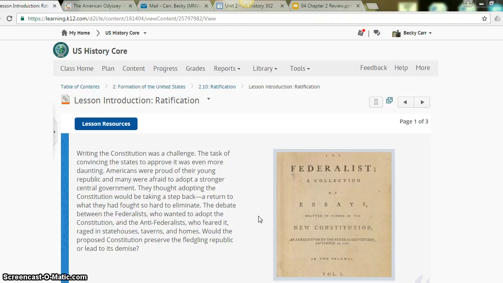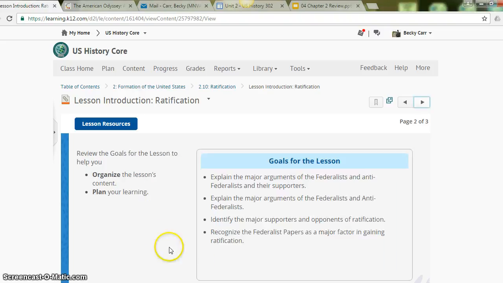Would the proposed Constitution preserve the fledgling republic or lead to... Okay, so for today, remember to go to lesson resources and get the things you need for today's lesson, your reading guide and lesson answer key.